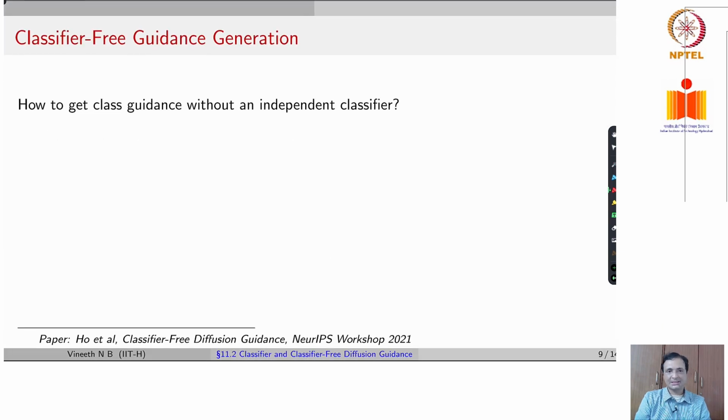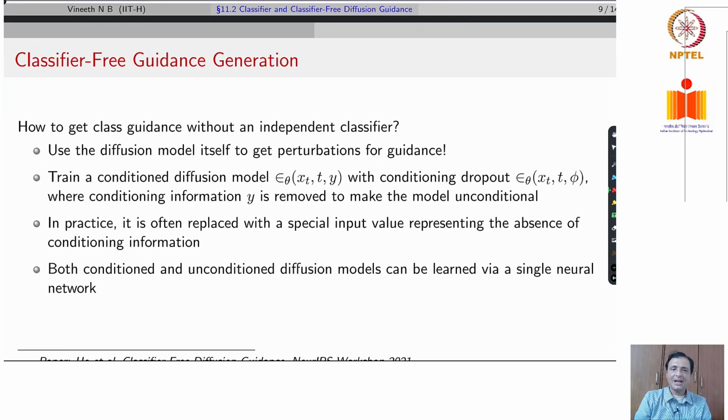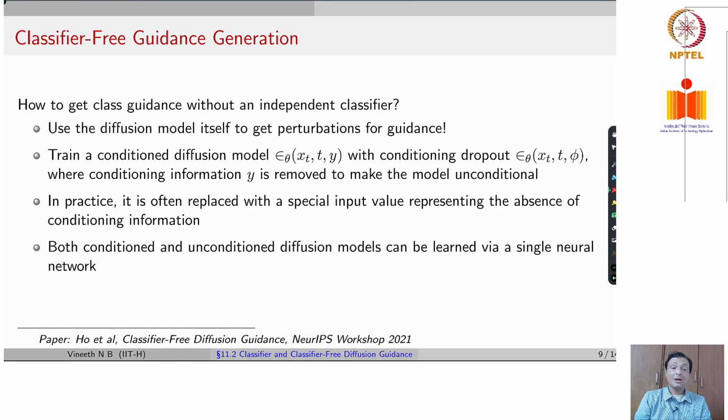To overcome this, another work in a workshop at NeurIPS 2021, which had a paper called Classifier-Free Diffusion Guidance, came up with a method for classifier-free guidance generation. How do you do this without an independent classifier? They came up with an interesting idea where the diffusion model itself can be used to get perturbations for guidance.